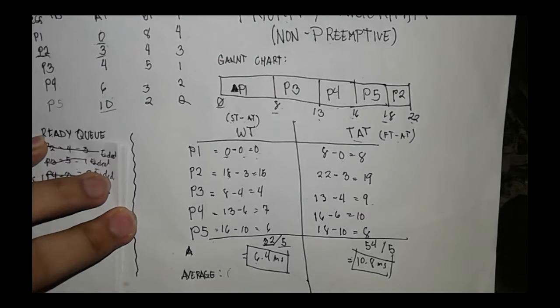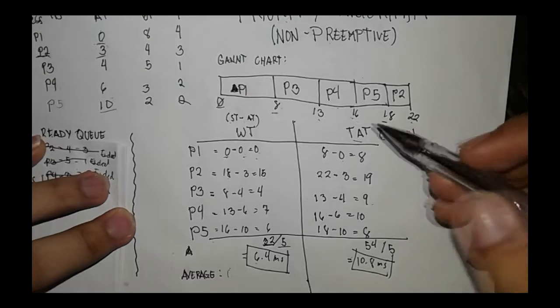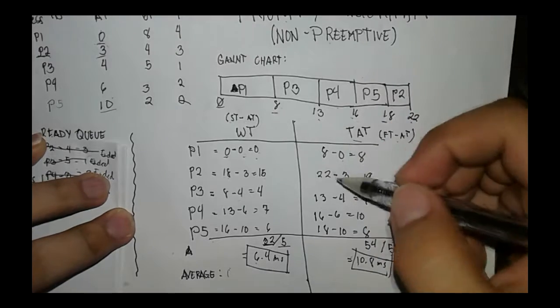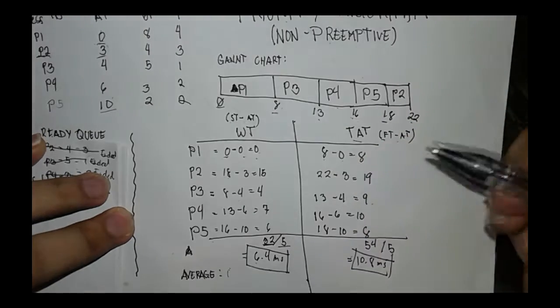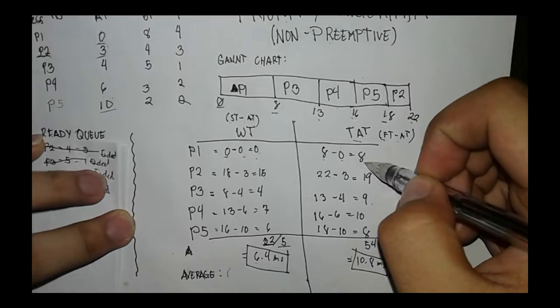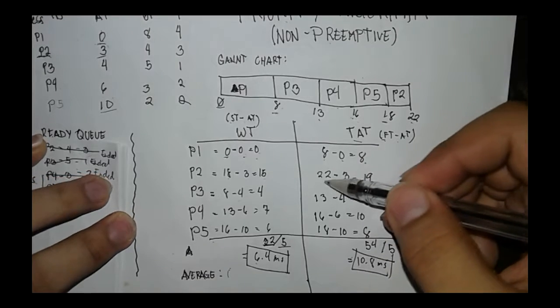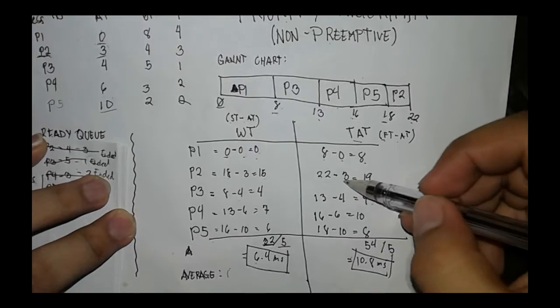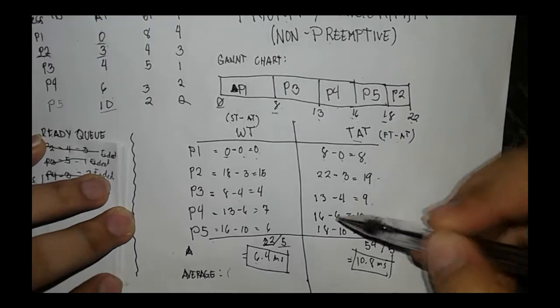Now let's compute the turnaround time. We have a formula here, the finish time minus the arrival time. P1 ended at time 8, with an arrival time of 0, so we get 8. Then P2 has a finish time of 22 and arrival time of 3, so we get 19.